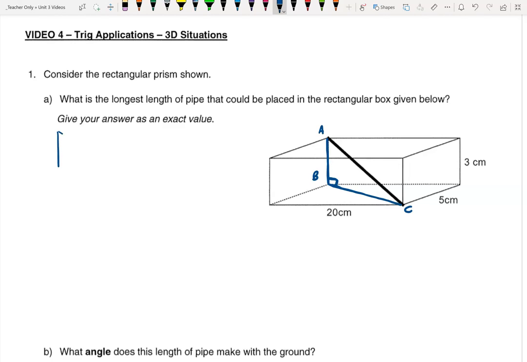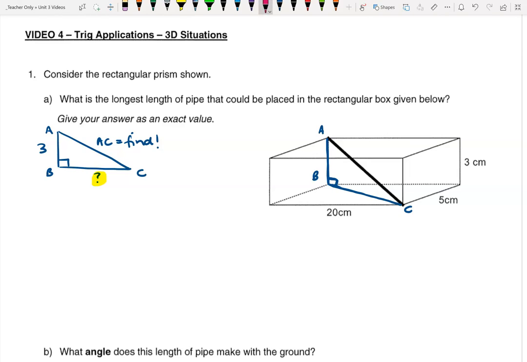So what we now have is from point A to point B, that's 3 centimeters. From point B to point C, we have no idea what that length is, and we want to find this length AC. That's what we want to find. So what we actually need to do first is, how do we find the length BC?